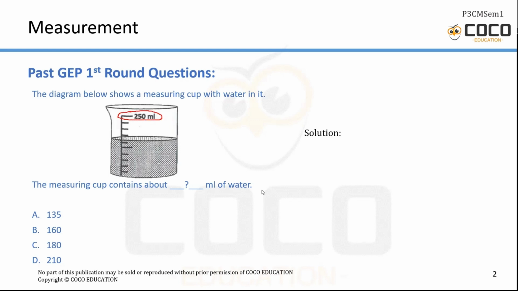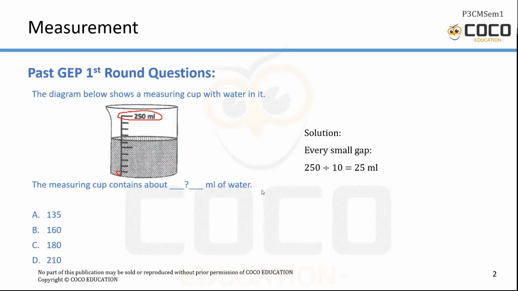When I do this question, the first step is I calculate how much this small gap is. So this small gap is how many milliliters? For every small gap, we count from the bottom until 250. There are 10 gaps. So every small gap is 250 divided by 10. So it's 25 milliliters.